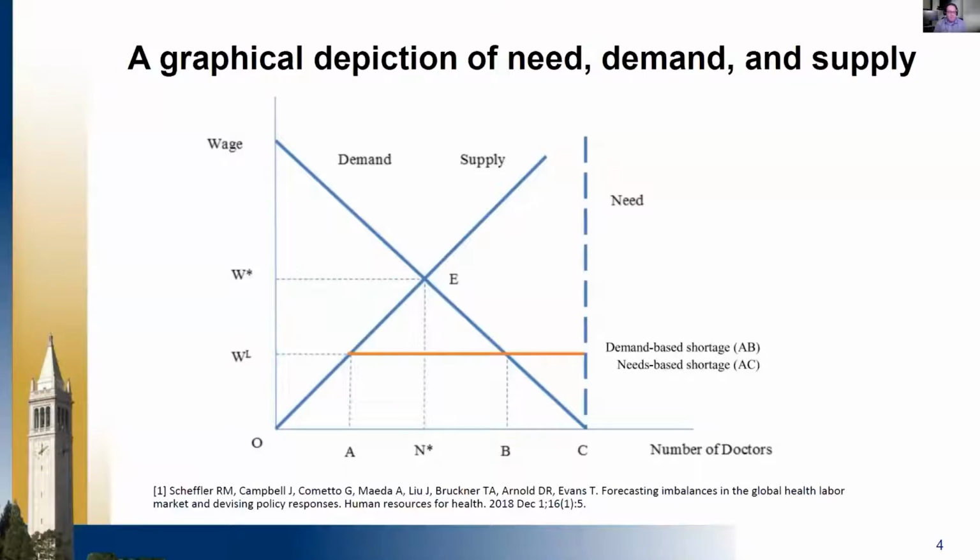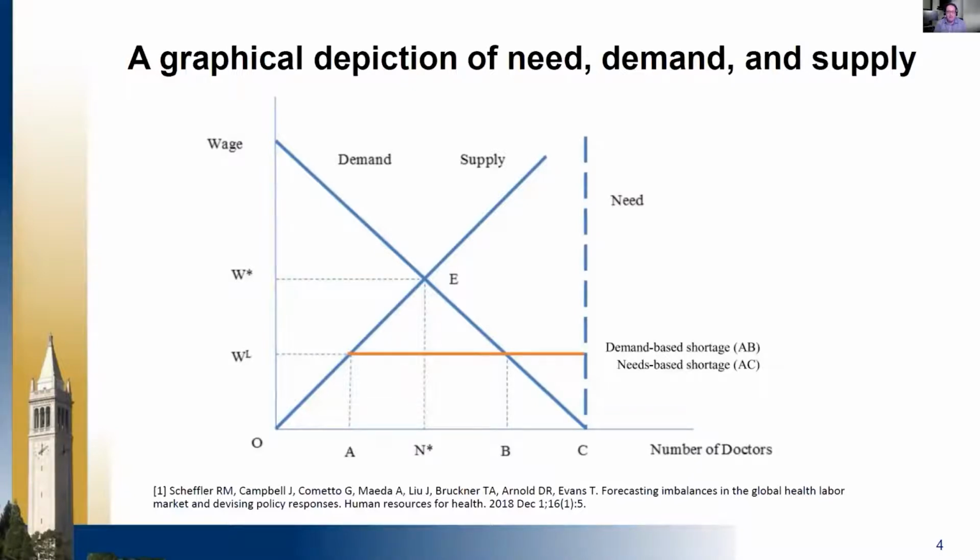A lot of times countries have resource constraints where they set a cap on the wage that doctors can make. They're government civil servants with a cap on their wage, and they set that cap lower than what the equilibrium wage would be. You can see that as WL there. And when that happens, you get this demand-based shortage, which would be the distance from A to B.